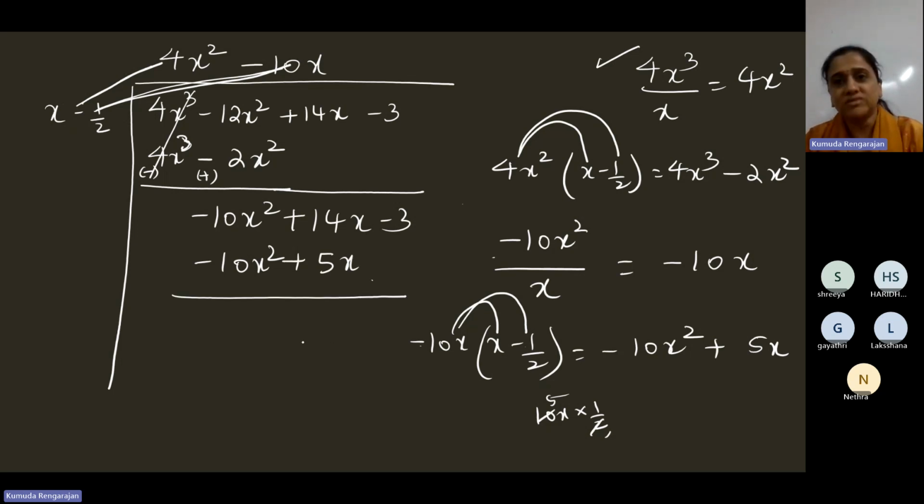Now we have to subtract, which means we'll have to change the signs of all the terms in the bottom row, the second row. Minus becomes plus, plus becomes minus. So now minus 10x squared plus 10x squared, 0. Let's cancel. Plus 14x minus 5x. Just a moment. 1 second, children.